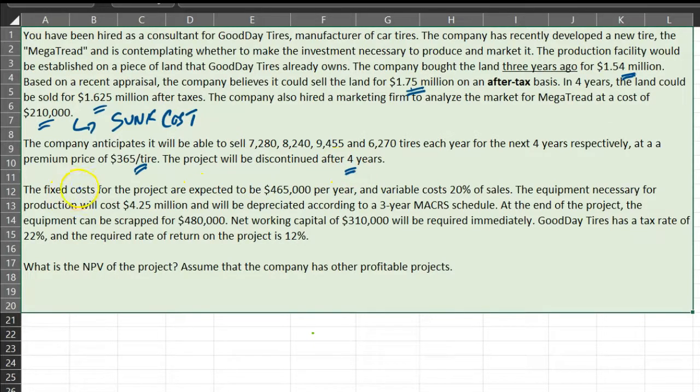Now, we're also given some information on the fixed costs for the project, $465,000 per year. Variable costs are going to be 20% of sales.